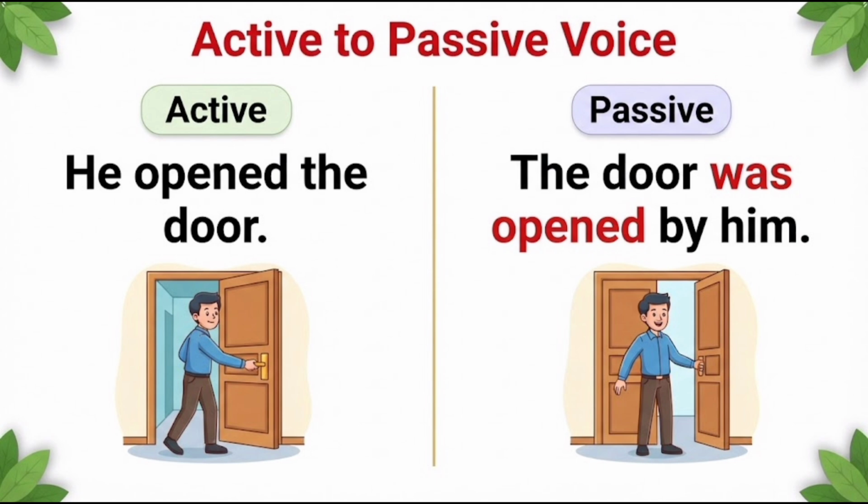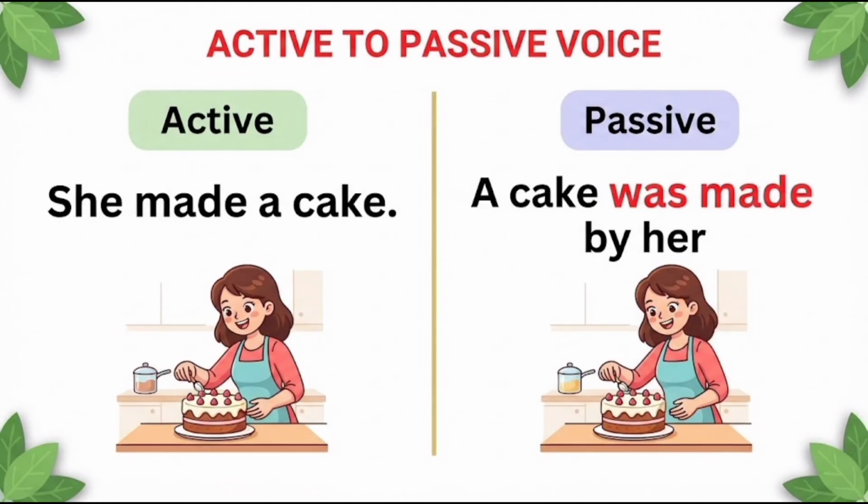He opened the door. The door was opened by him. She made a cake. A cake was made by her.